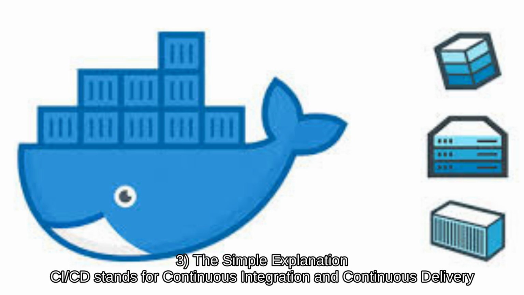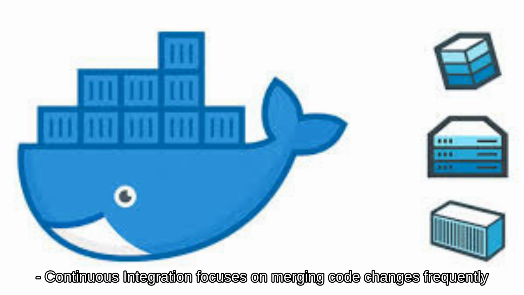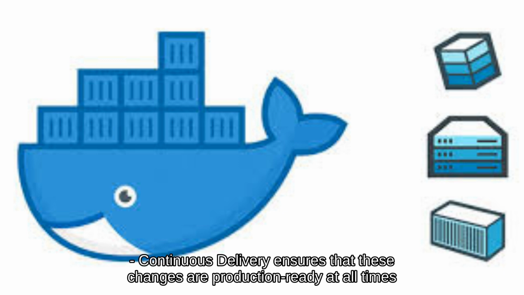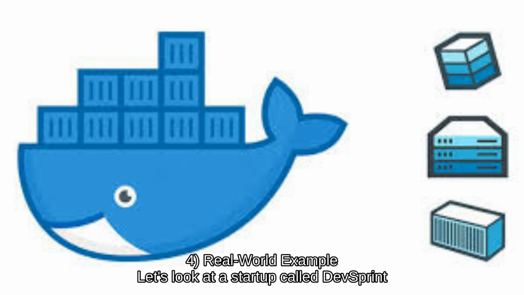The simple explanation: CI/CD stands for continuous integration and continuous delivery. It's all about automating the process of integrating code changes and deploying them into production. Continuous integration focuses on merging code changes frequently. Continuous delivery ensures that these changes are production-ready at all times. The goal is to reduce manual work, catch bugs early, and deliver features faster.